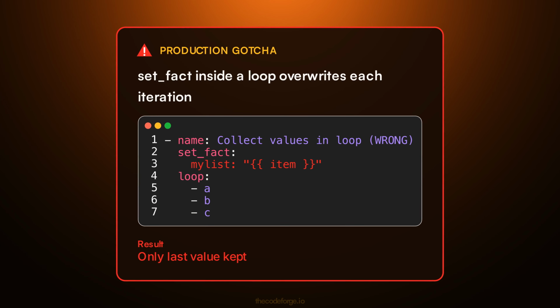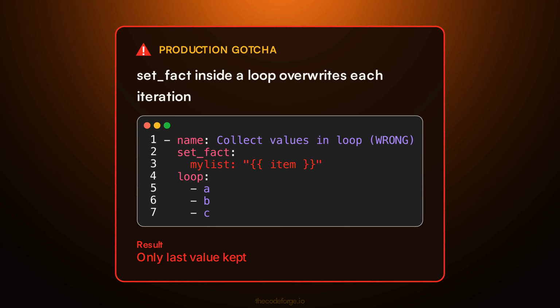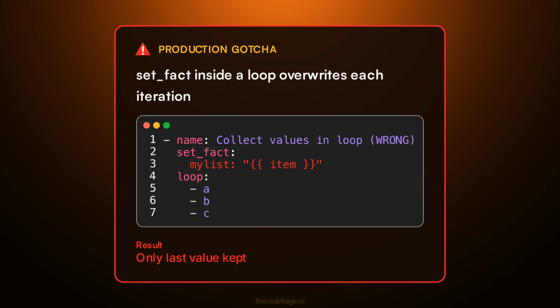If you use set_fact inside a loop without accumulating, the variable gets overwritten each iteration. You'll only keep the last value. Instead, use set_fact: mylist = mylist | default([]) + [item], with loop, to build a list.